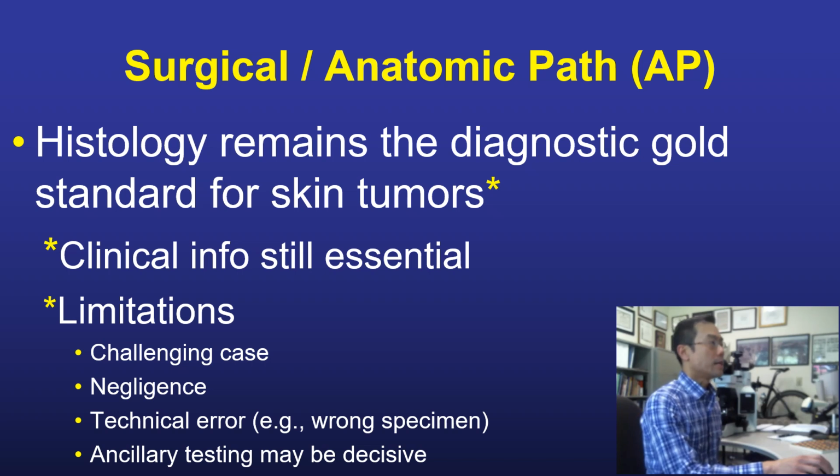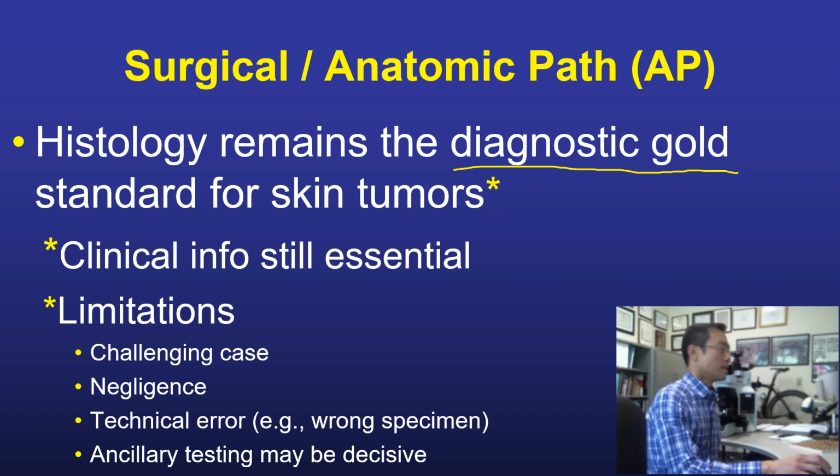So in rendering a diagnosis on case after case after case, pathologists wield great responsibility and power, and that is par for the course in traditional surgical or anatomic pathology, AP, where histology is the diagnostic gold standard for most tumors, including skin tumors. Clinical correlation is still essential, and of course, with any technique, there are limitations. So some cases are simply challenging and beyond the range of what H&E can resolve.